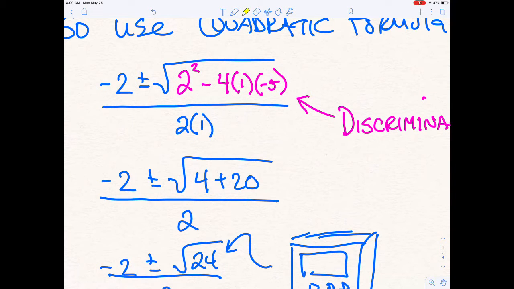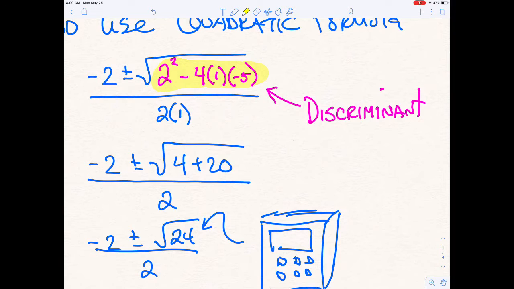And let me show you what I'm going to do first. First thing I'm going to do is the work inside of the square root. And by the way, the result of all of that work is called the discriminant. And the discriminant, while I'm not going to focus on it a lot here, is important to us. And here's the reason why.